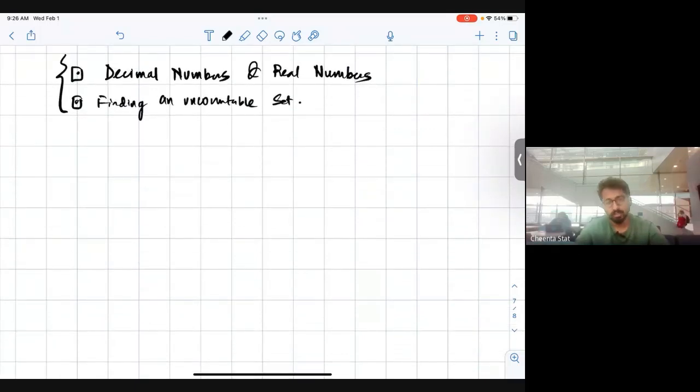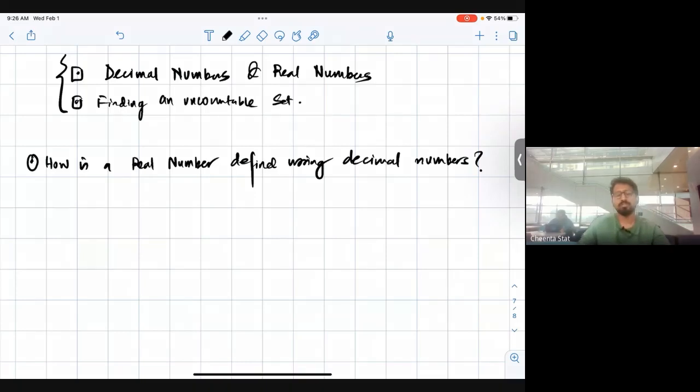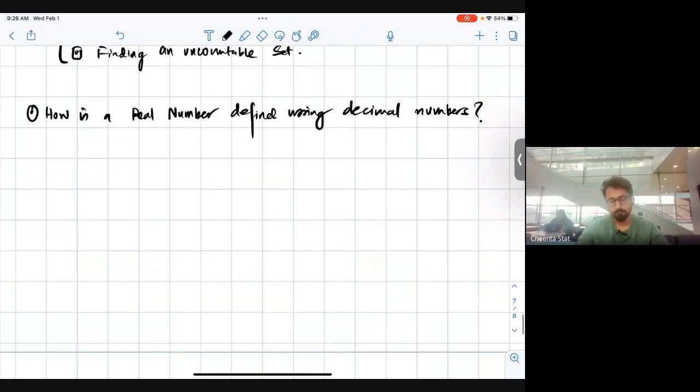Now, how is a real number defined using decimal numbers? Very simple. I should say uniquely defined. Can someone tell me what is 0.99999999...? What is this number?